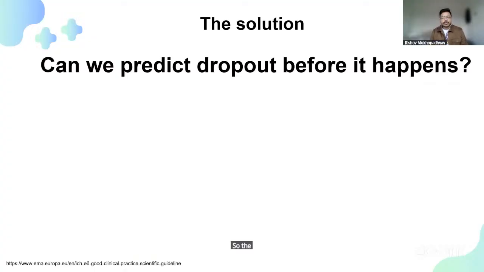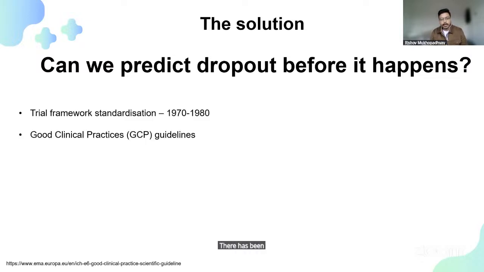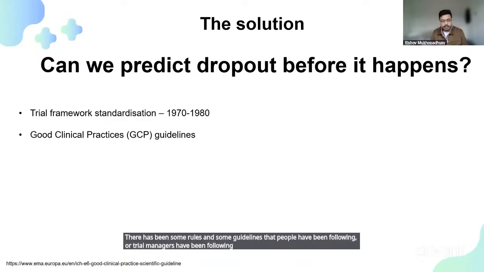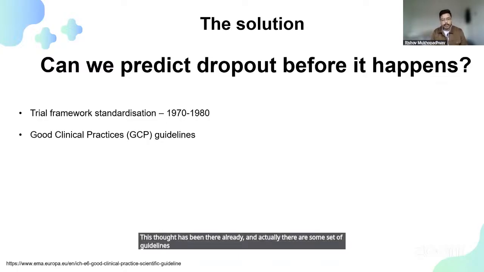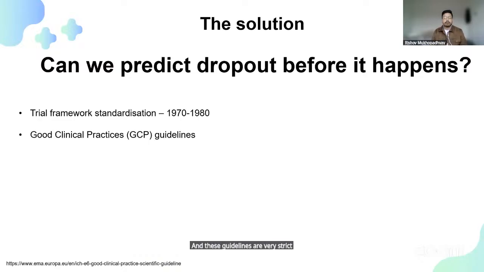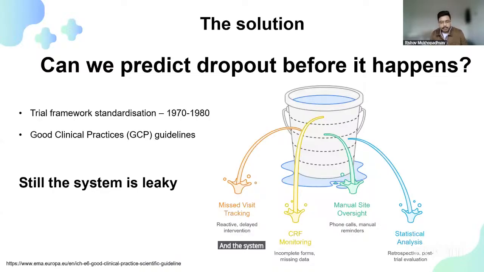So the solution: can we actually predict this kind of dropout before it even happens? Well, there have been some rules and guidelines that trial managers have been following since 1970 to 1980. So this thought has been there already. There is a set of guidelines called good clinical practices, or GCP. These guidelines are very strict, very clear, about what kind of setups we need and what kind of patients we should consider before starting a trial. But still, we are not there. And the system is still very leaky.